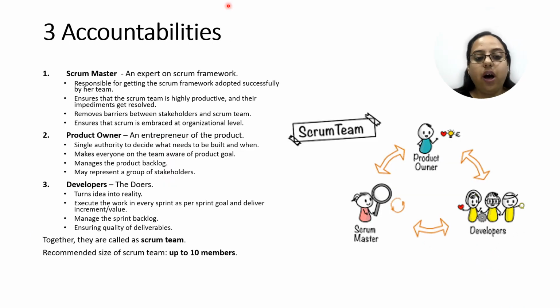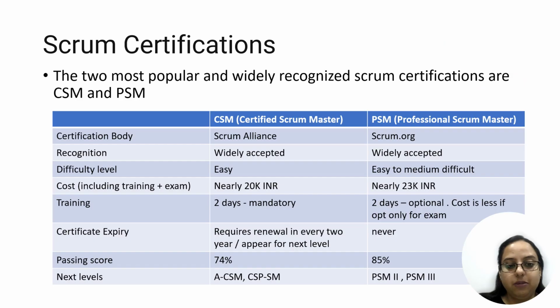All right. Though I have covered this in the previous slide, I wanted to pay special attention to the three accountabilities because this is about the people aspect of Scrum, right? Here individuals come into the picture. So you have to be very, very focused towards ensuring that in a Scrum team, these three accountabilities are always understood, right? What are the roles and responsibilities for Scrum Master, Product Owner, and developers. That is why I have put this slide separately for you.